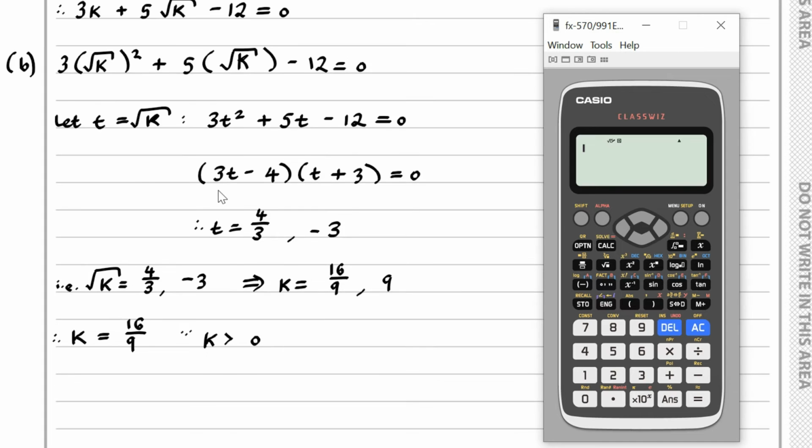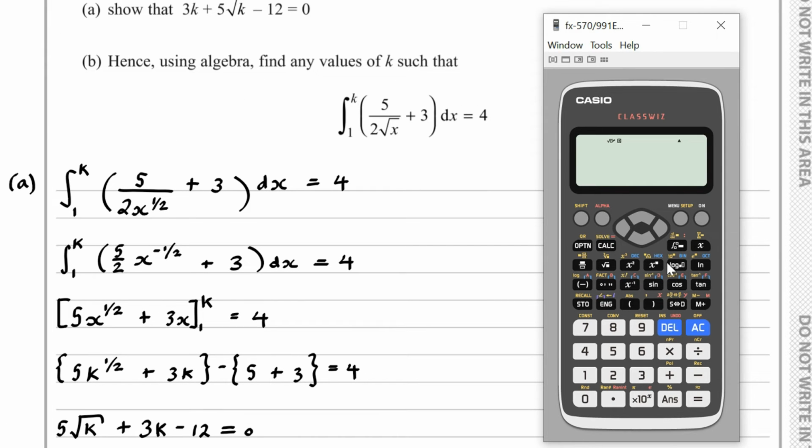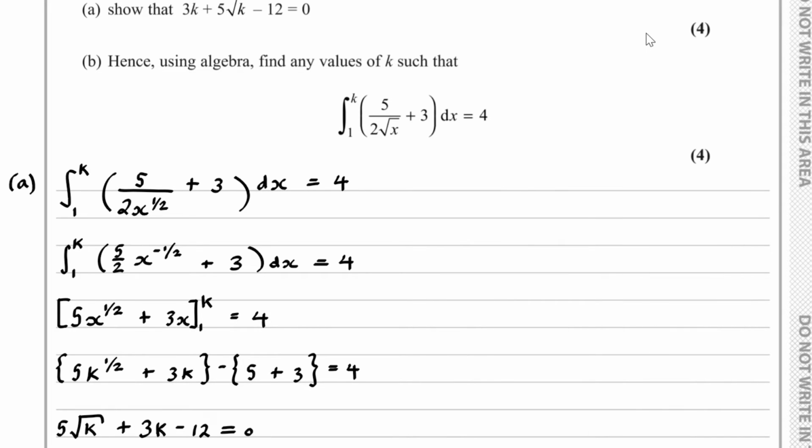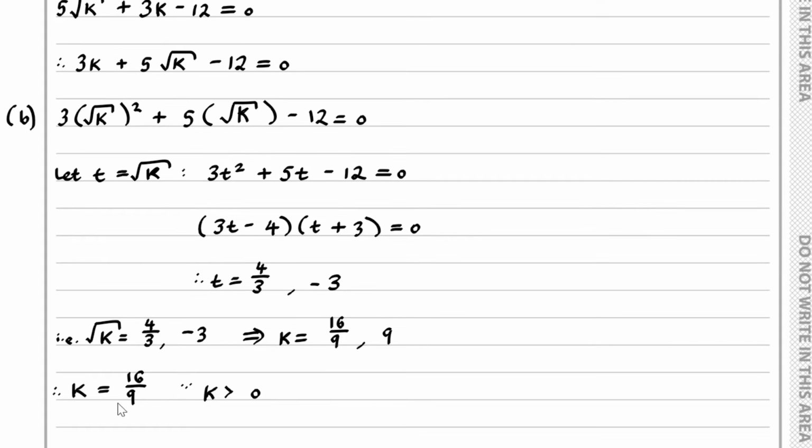let's try to work out this integral on our calculator. We have the integral of 5 over 2 times the square root of x plus 3 in between 1 and 16 over 9. We end up with 4. But if instead over here I have a 9, I end up with 34, which is incorrect. Hence over here we end up with 16 over 9 as our only solution.